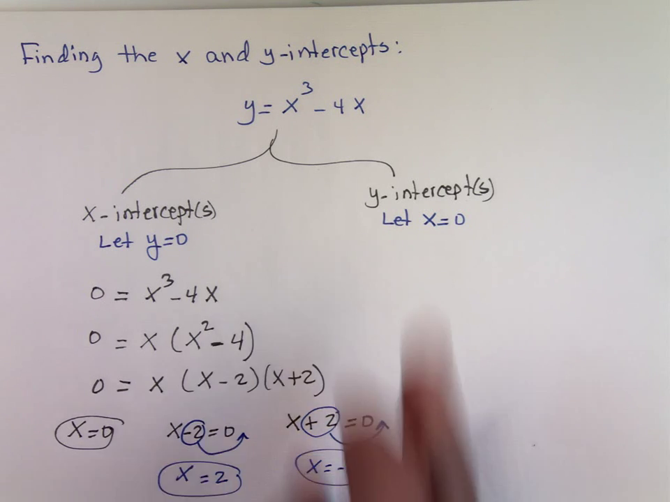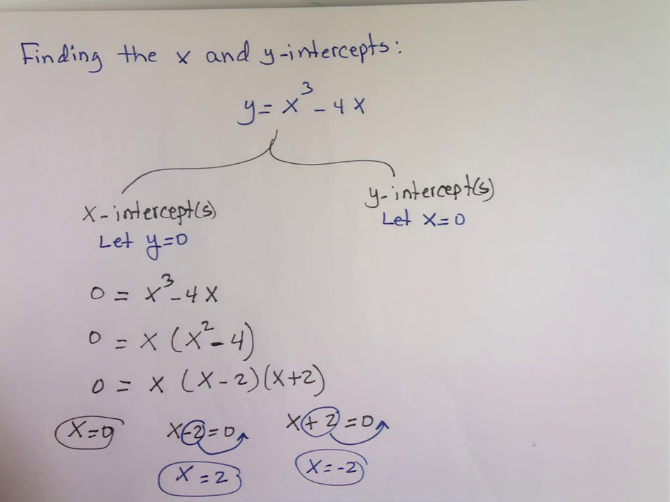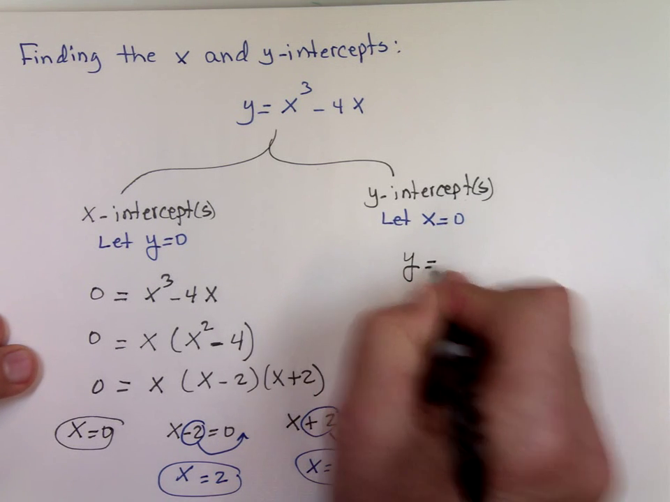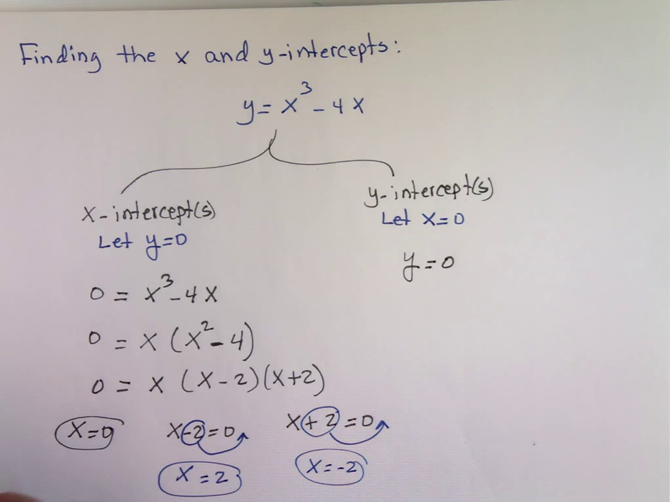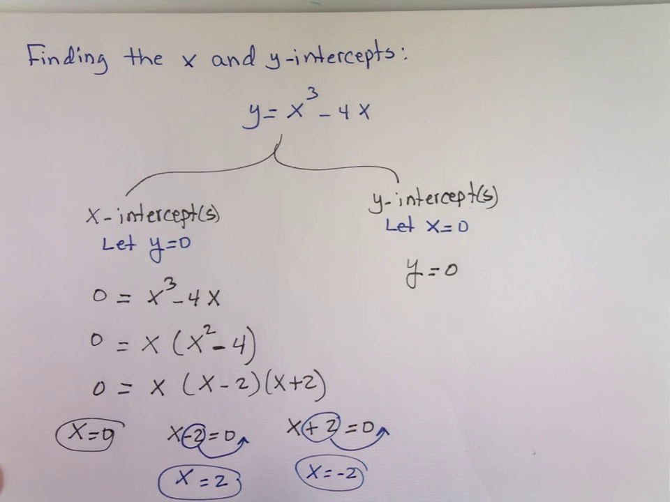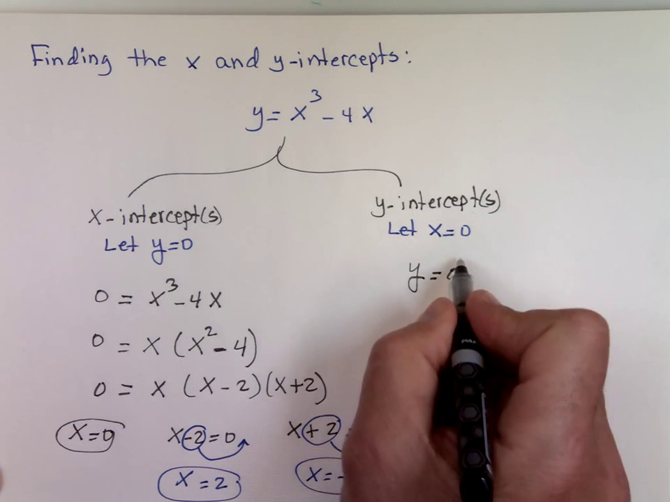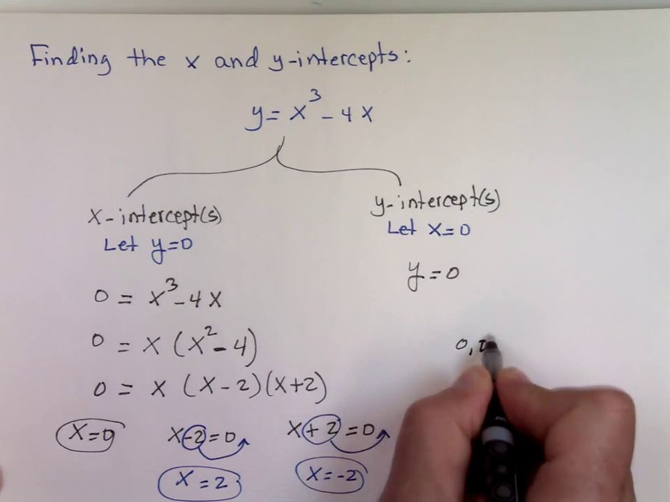How do you find the y-intercept? You let x be 0. So if you let x be 0, what do you have? Y equals 0. If you want to write these as points, that's 0, comma 0, that's one point. Negative 2, comma 0, another one. And 2, comma 0. Those are your x-intercepts. Your y-intercept is what? 0, comma 0.